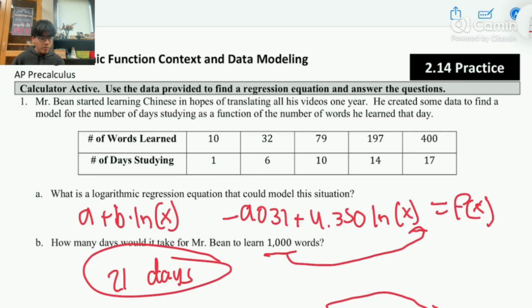Now all we have to get rid of is this ln, right? We can put to the power of e on both sides. So this cancels out the ln, and we get x equals e to the power of 15.869. And if we do that on our calculator, we can get 7,96577 words. That's x right there.